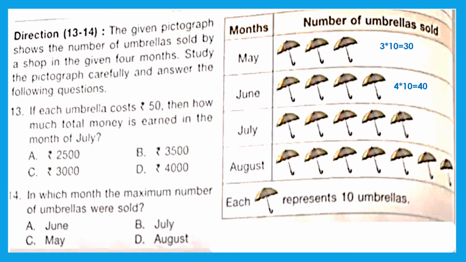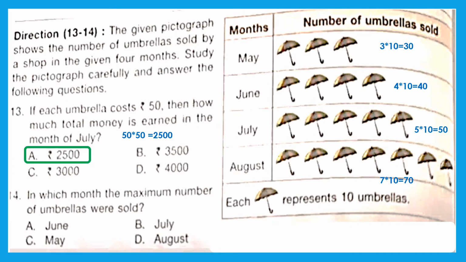4 pictorial means 4 into 10, 40 umbrellas. 5 means 5 into 10, 50 umbrellas. And then 7 into 10, 70 umbrellas. Now we know that in each month how many umbrellas were sold. Now let's solve the question. Question 13. If each umbrella costs rupees 50, then how much total money is earned in the month of July? So how many umbrellas were there in July? 50. And each umbrella costed 50. So how much will 50 umbrellas cost? It is a multiplication. So 50 into 50 is equal to 2500. So the right answer is option A.